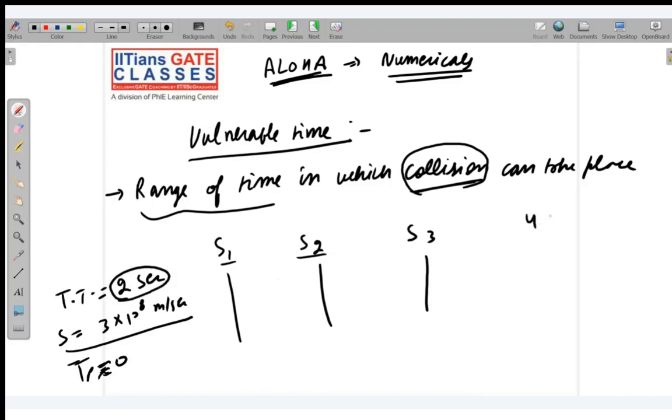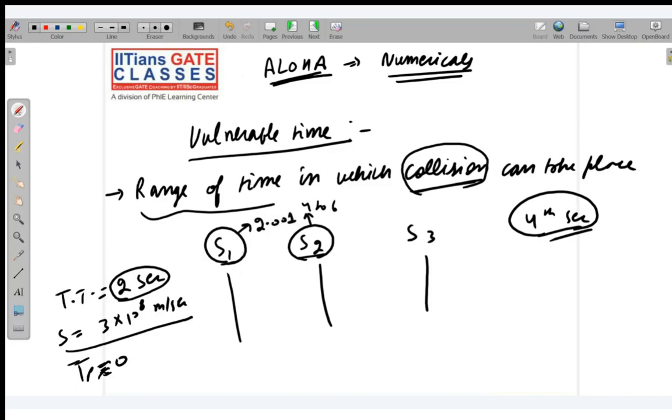Now assume, since transmission time is 2 seconds, S2 wants to send at the fourth second. You can imagine that from 4 to 6, S2 will send the data. Now if S1 wants to send data at just 2.001, it is guaranteed that when S1 stops the transmission, it will stop at 4.001, and S2 starts at 4. S1 will start at 2.001 and end its transmission at 4.001 second, and S2 starts at 4 second. So obviously collision will occur.